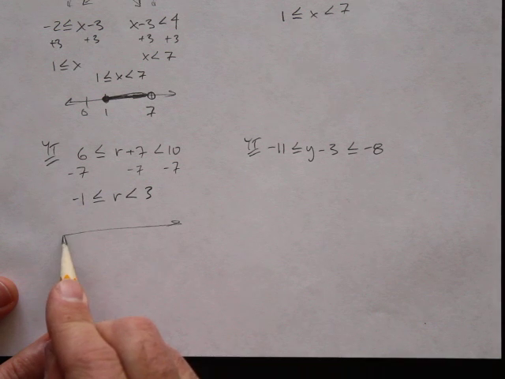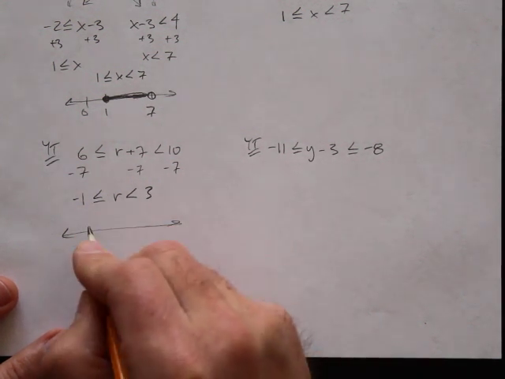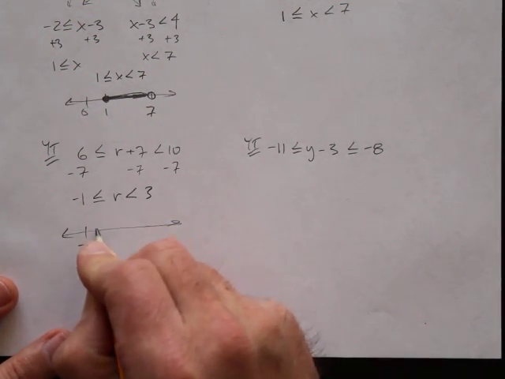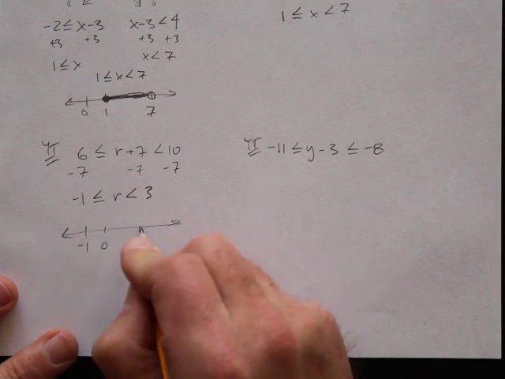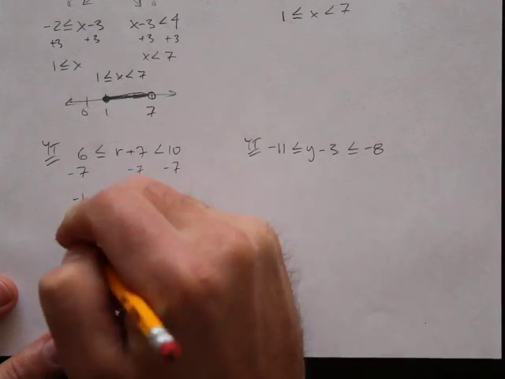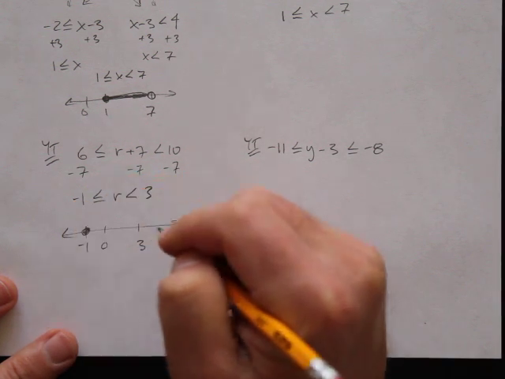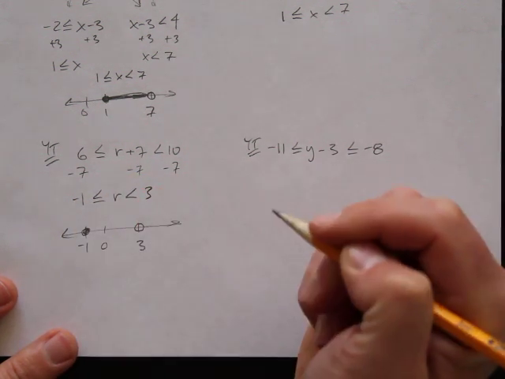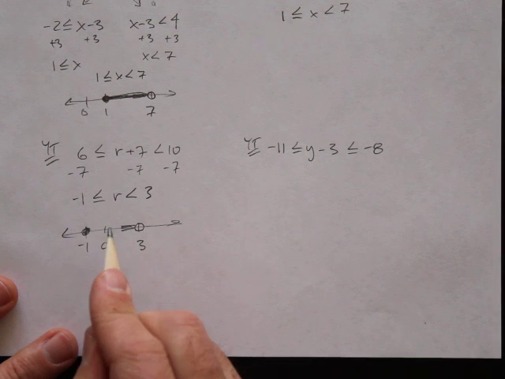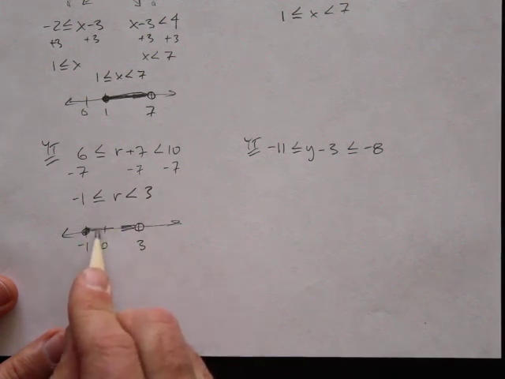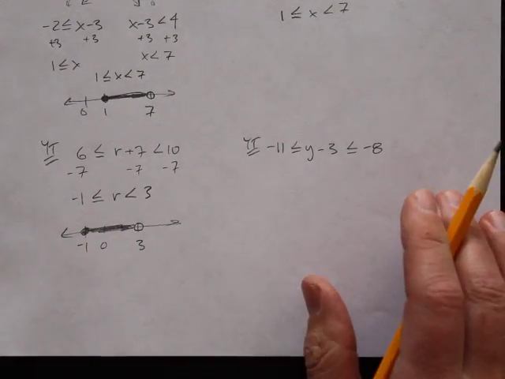So I'm going to do this. I'm going to find negative 1. And here's 0. And here is 3. Negative 1 is included. 3 is not included. R is less than 3. R is greater than negative 1. So I shade right there in the middle.